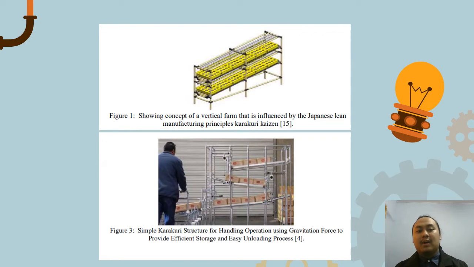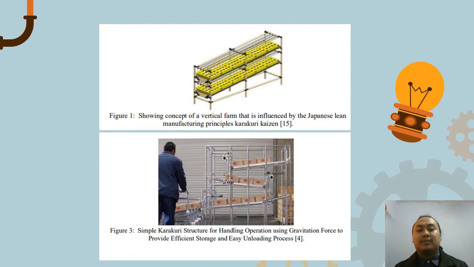For my literature review, I have found many 3D design concepts for assembly lines that use Karakuri systems, such as in figure 1, showing a concept of vertical farms that is influenced by the Japanese lean manufacturing principle Karakuri Kaizen. In the article conducted by Targehan Alan bin Muhammad, the implementation of lean manufacturing principle in a vertical farming system to reduce dependency on human labor shows 90% of 36 seedlings of cabbage have grown successfully within 6 weeks with implementation of lean manufacturing.